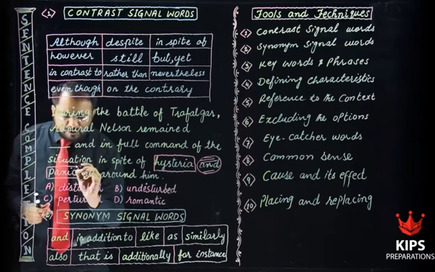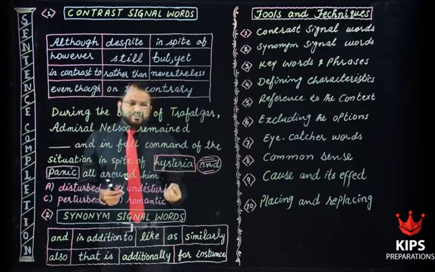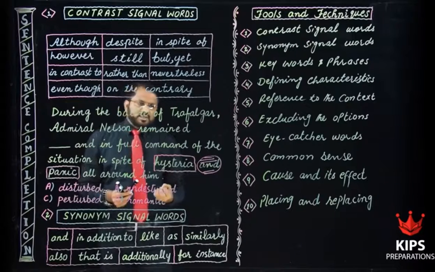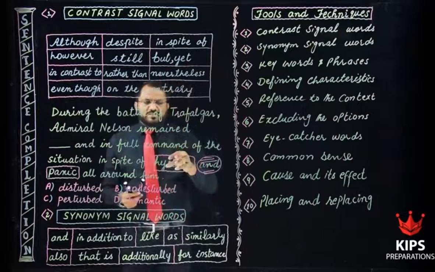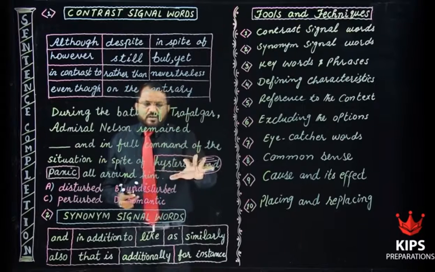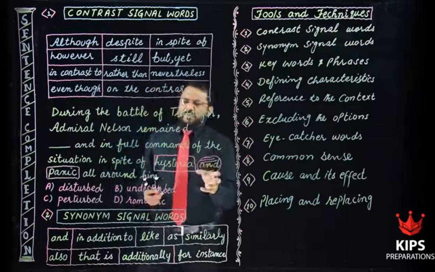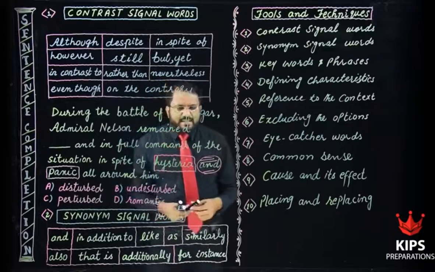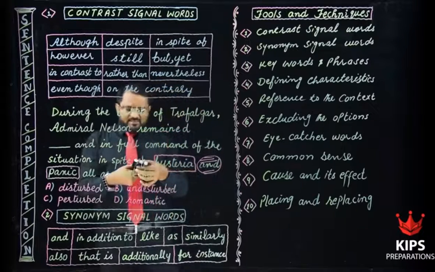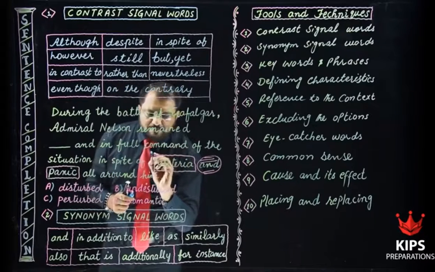And remember, to check the polarity of the words, whenever it comes to sentence completion vocabulary based, do check the polarity of the words. By polarity of the words, I mean the word's positivity or negativity. Here we have established that these two words, hysteria and panic, are bearing negative charges. For our convenience, we mark them that these words are negative.